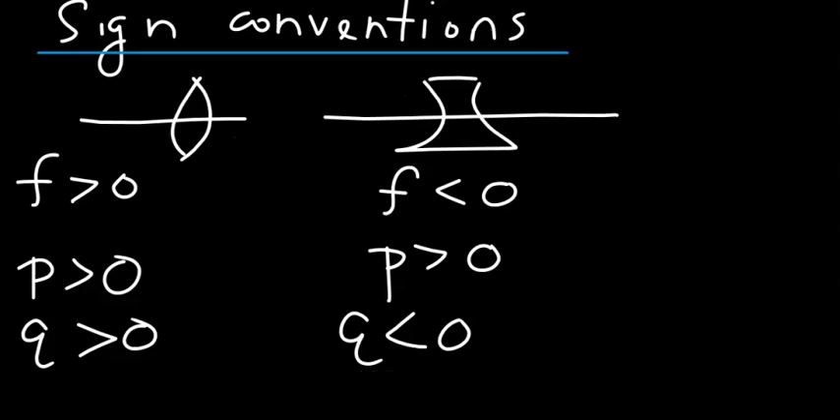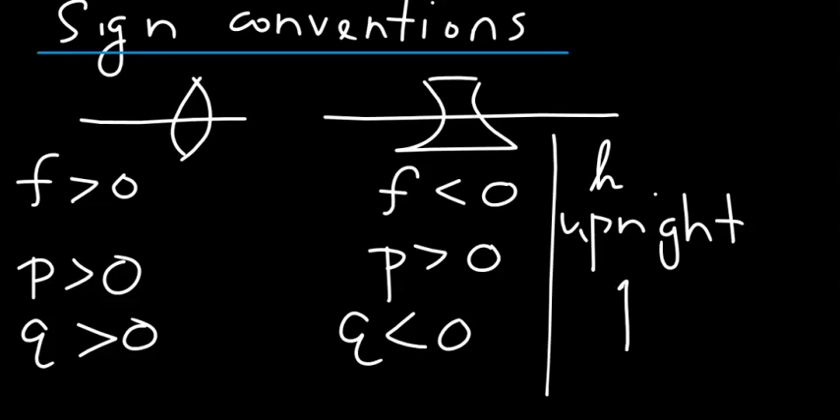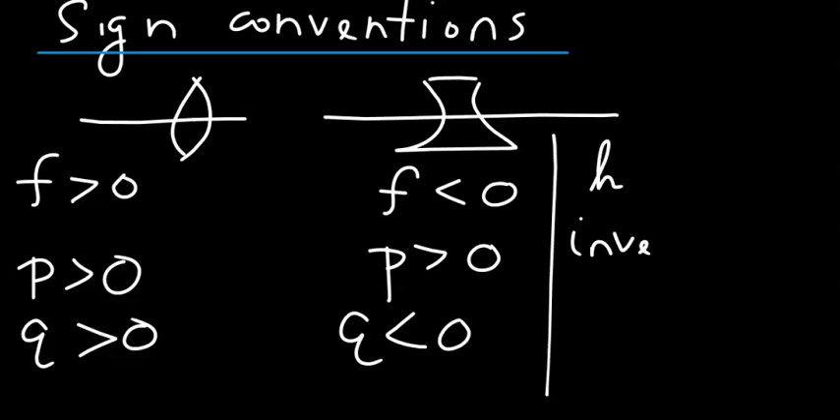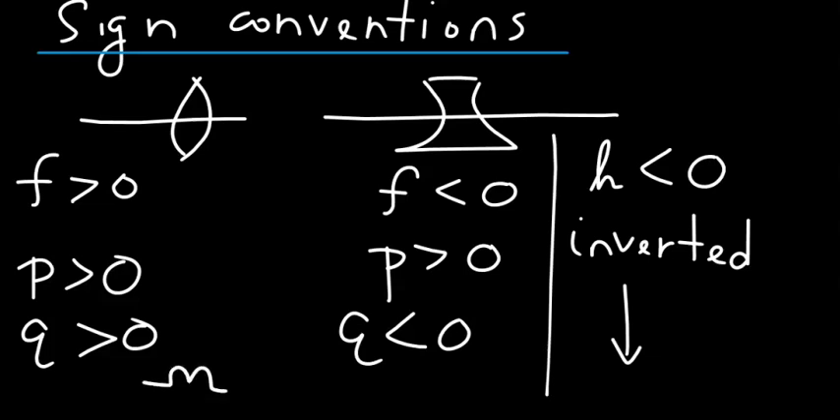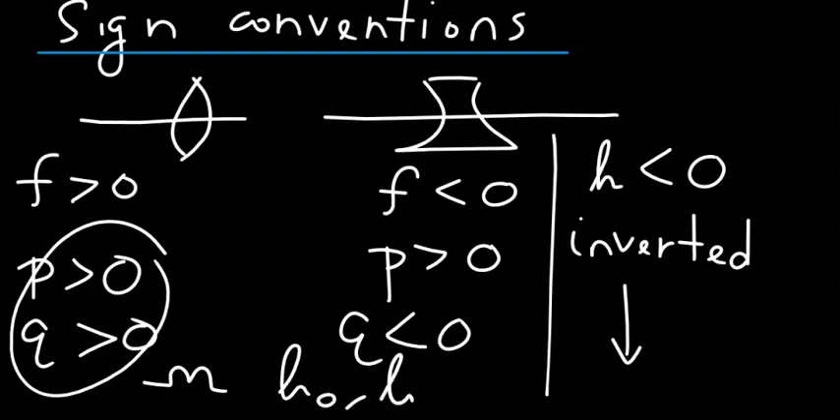Now, the sign convention for h. That refers to the size of the object and the size of the image. If they are upright, like that, then h is positive. If they are inverted, meaning like that, then h is negative. And you see the sign for the magnification will be determined accordingly from p, q, or ho and hi, the height of the object and the height of the image respectively.